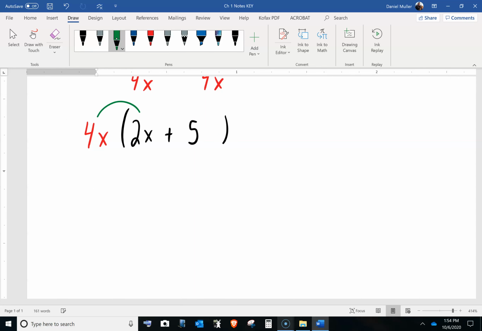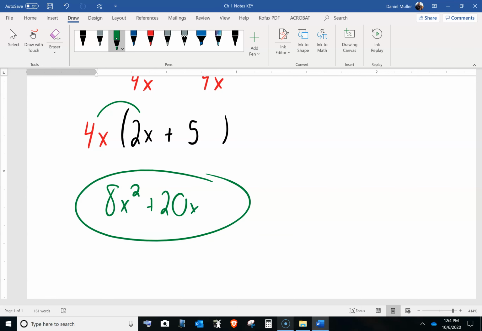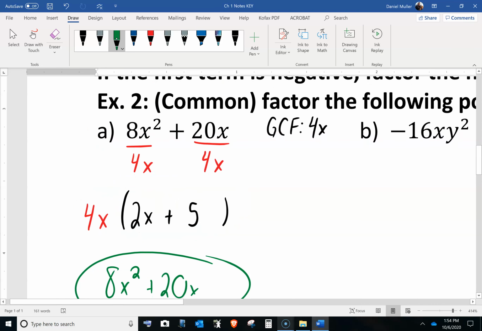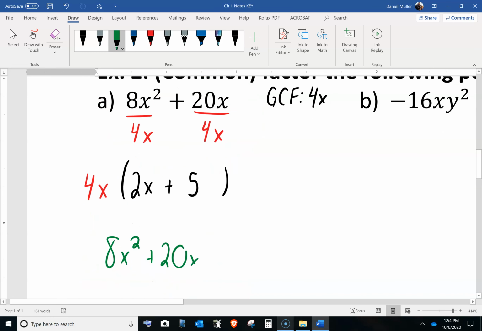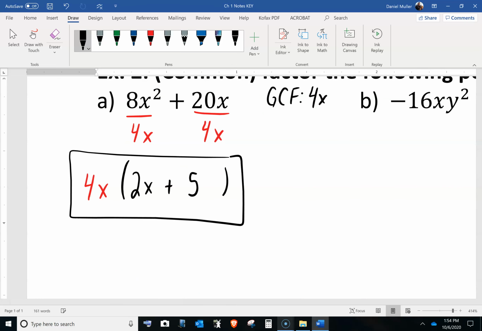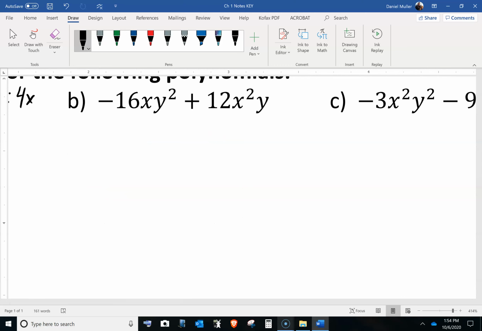If you were to multiply this in, you get an 8x squared, and that 4 times 5 is a 20 with an additional x. 8x squared plus 20x. And that should be our original, yep, 8x squared plus 20x. So that's how you know you've done it right. If you actually did the multiplication, you would see that it lines up with the original. Okay, so I did a lot of talking, but let's just try another one.